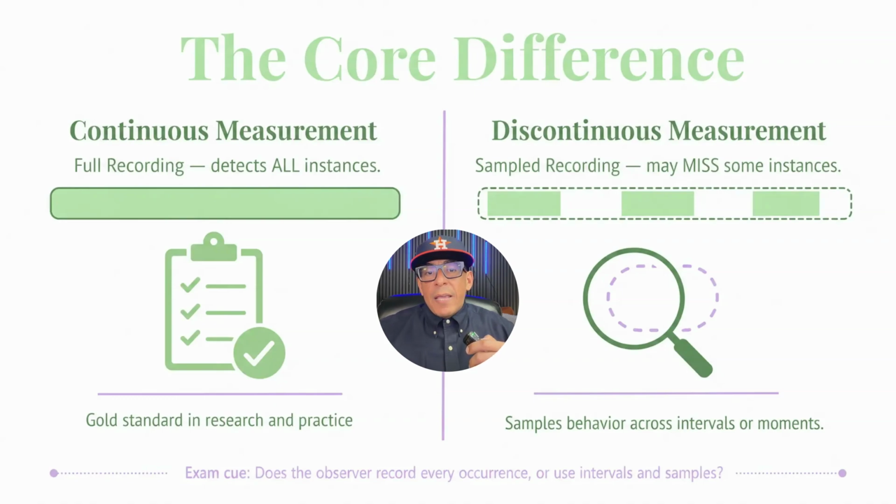Cooper describes behavior as dynamic and continuous because it occurs and changes over time. Because of that, continuous measurement is described as the gold standard in behavior analysis research and practice. On the exam, listen for whether the observer records every instance or uses intervals, moments, or samples.